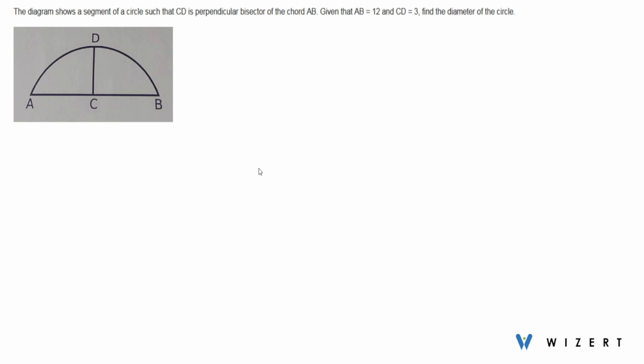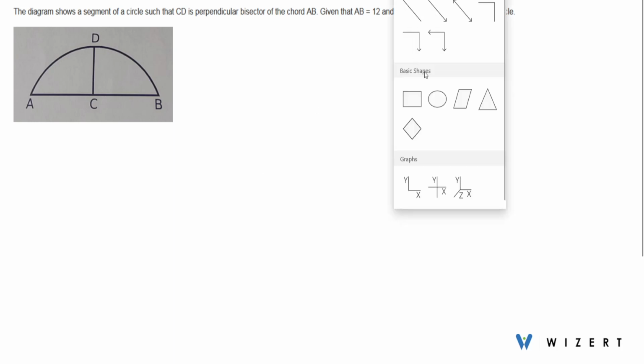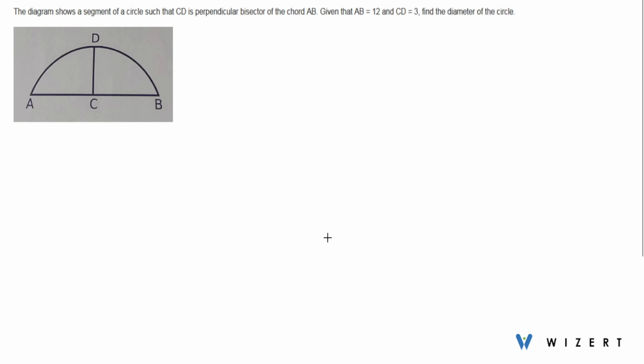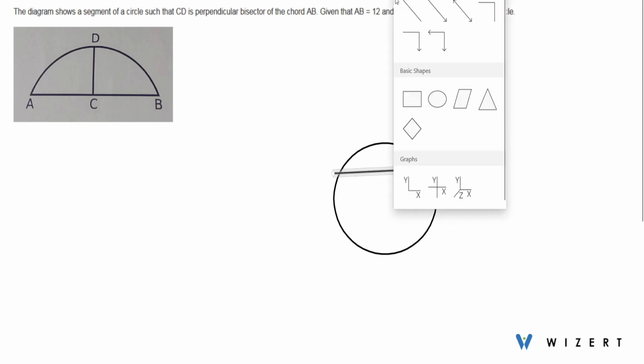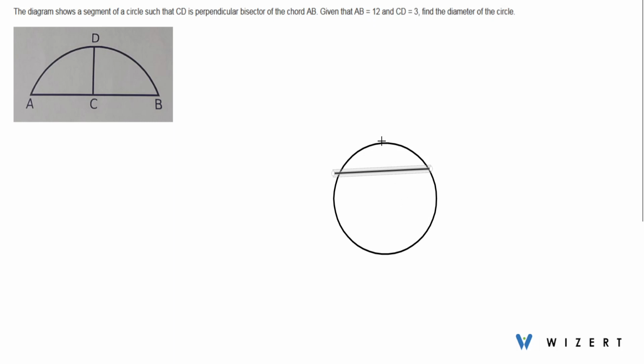Now, in order to proceed, we have to draw the circle first. That is the original circle of which the sector is a part. So let's draw the circle over here. So this is the original circle and this is the chord AB, right? And over here we have the line CD which bisects the chord AB. So let's extend CD like this.